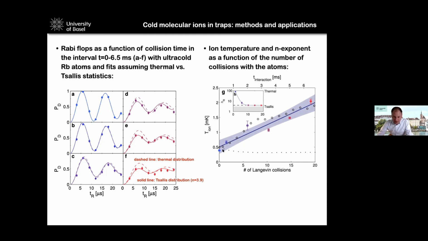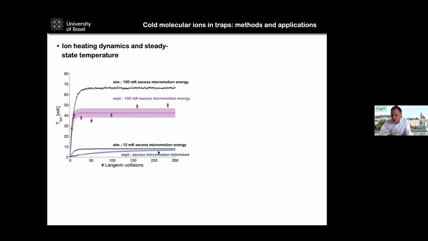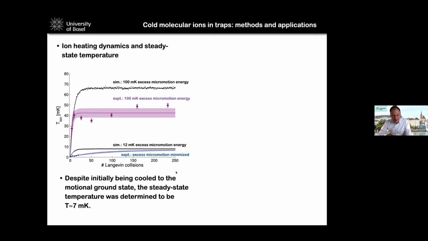And they were then determining ion temperature as a function of the number of collisions between the ions and the atoms in the trap. And what they found through all these experiments is that even if they start with perfectly ground state cooled ions and with ultracold atoms in the trap, in the end, the steady state temperature of the ion in the trap after all these collisions was not what corresponds to the ground state of the ion in the trap, but about 7 millikelvin. So it's quite high. And the reason was this effect.